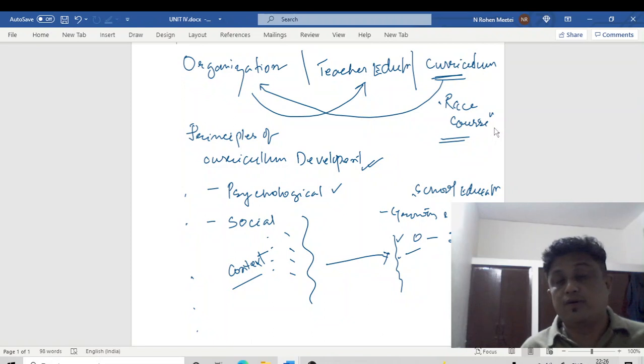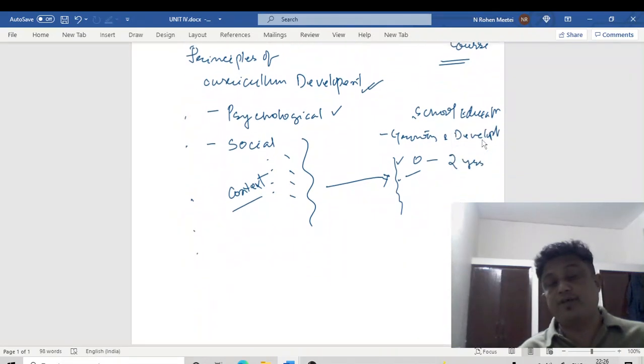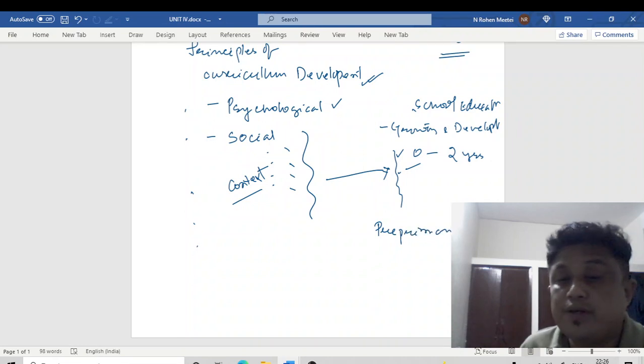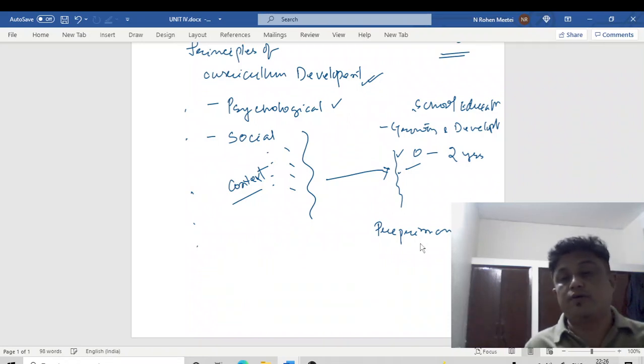Now we need to know how to organize that. Say, for example, in terms of organization, what will that look like for pre-primary school children, for primary school children, or, say, for secondary school children?